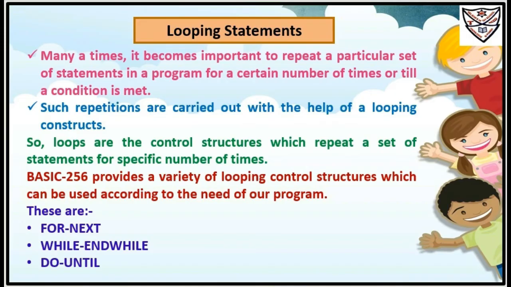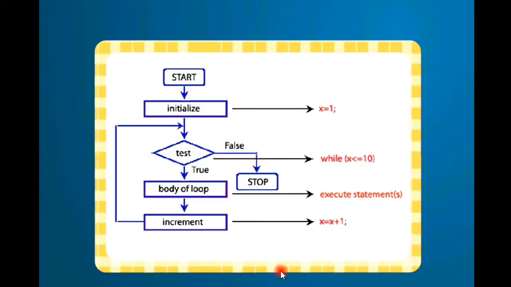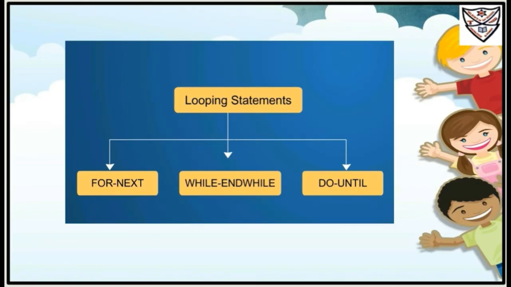Looping statements. Many a time it becomes important to repeat a particular set of statements in a program for a certain number of times or till a condition is met. Such repetitions are carried out with the help of looping constructs. So, loops are the control structures which repeat a set of statements for a specific number of times. BASIC-256 provides a variety of looping control structures which can be used according to the need of our program. These are for next, while end while, and do until.